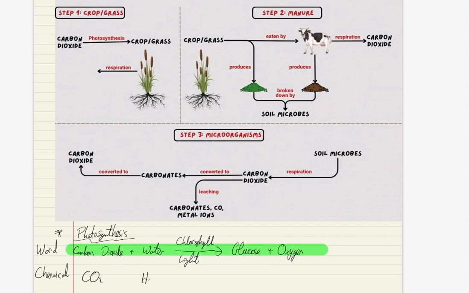Everyone knows water is H2O. Our arrow there again, put our plus in. Everyone knows oxygen is O2. So the only one we need to learn is glucose, which is C6H12O6. And that's it. We just put a 6, the devil's number, in front of the easy ones. So 6 CO2 plus 6 H2O gives us C6H12O6 plus 6 O2.